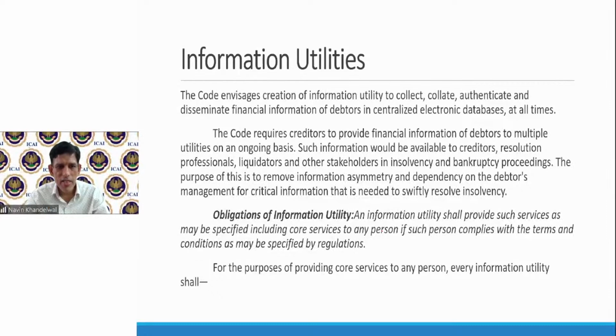Then there is an agency known as IU, a very important agency which has been created, and in the last 1 year or so, the agency has become very active, and in times to come, it will play a very important role. For common people like us, it is also an important agency, known as the information utility. The purpose of this utility is to collect information, collate data, authenticate and disseminate all the financial information of debtors in a centralized electronic database. Okay, so what is the purpose?